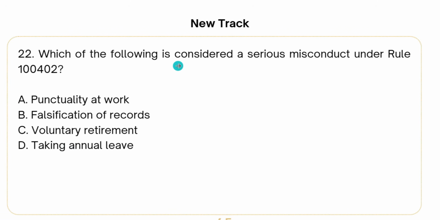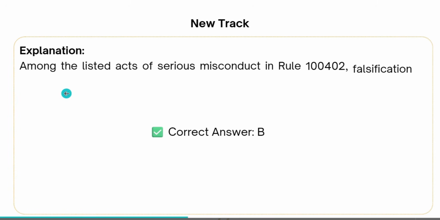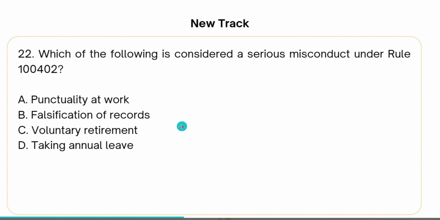Question 22. Which of the following is considered a serious misconduct under Rule 100402? A. Punctuality at work. B. Falsification of records. C. Voluntary retirement. And D. Taking annual leave. The right option is option B, and option B says falsification of records.